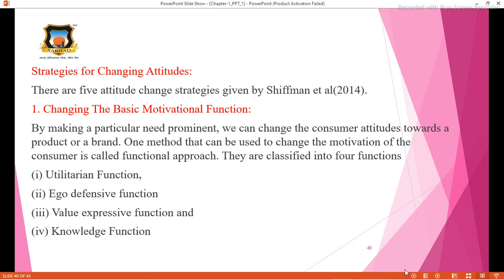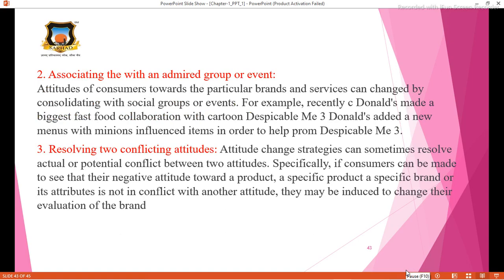These are classified into four parts. One is the utilitarian function, then the ego defensive function, the value expressive function, and the knowledge function. The second is associating with an admired group or event. The attitudes of consumers towards particular brands and services can change by associating with a social group or events.